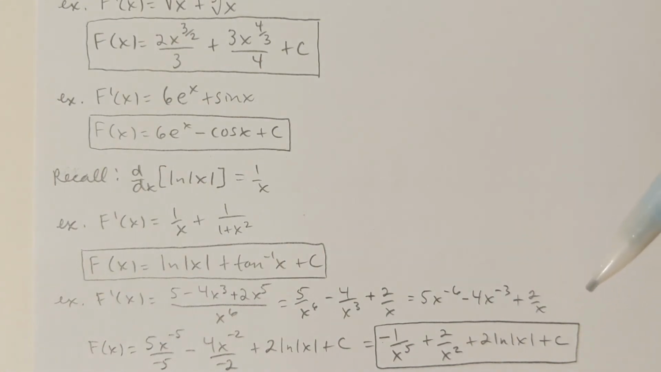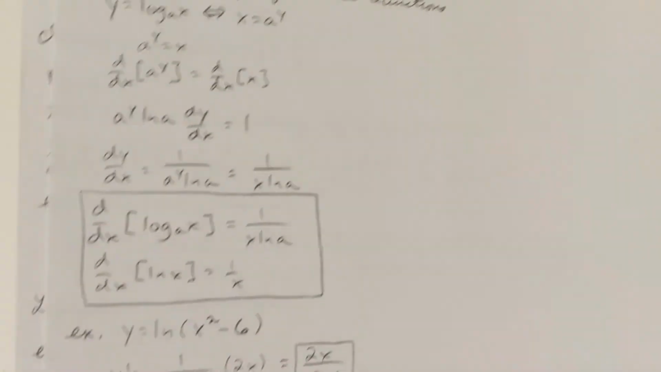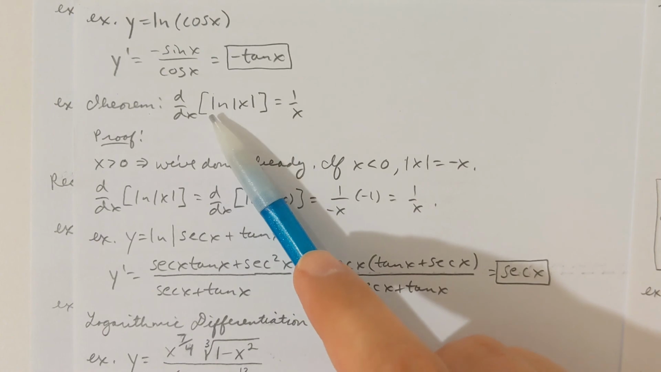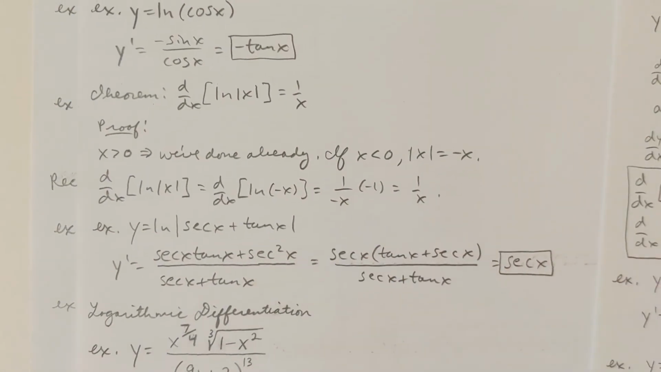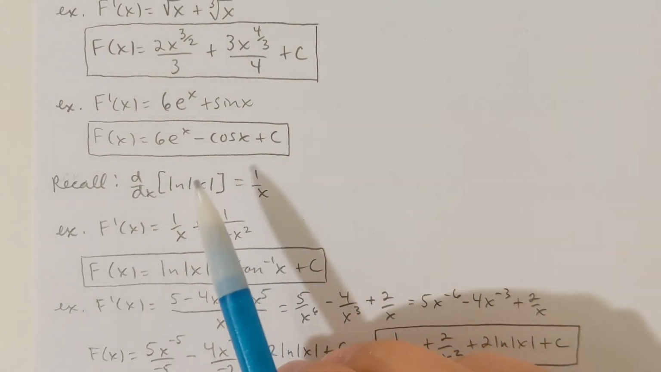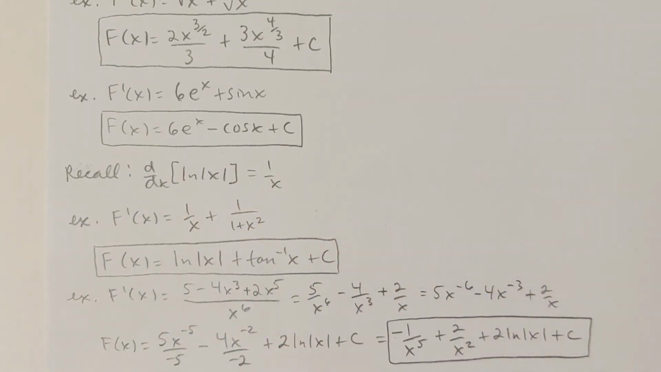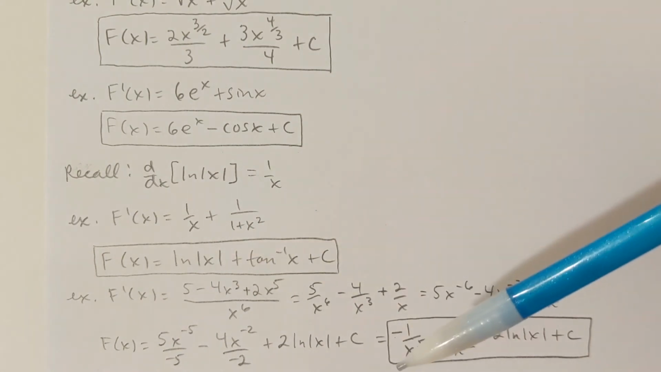Now recall from chapter 3, I have my notes here from section 3.6, if you were to flip back. There was a theorem: the derivative of the ln of the absolute value of x is 1 over x. We looked at 1 or 2 examples of that. I have restated that here. So the derivative of the ln of the absolute value of x is 1 over x. Therefore, the antiderivative of 1 over x would be the ln of the absolute value of x.